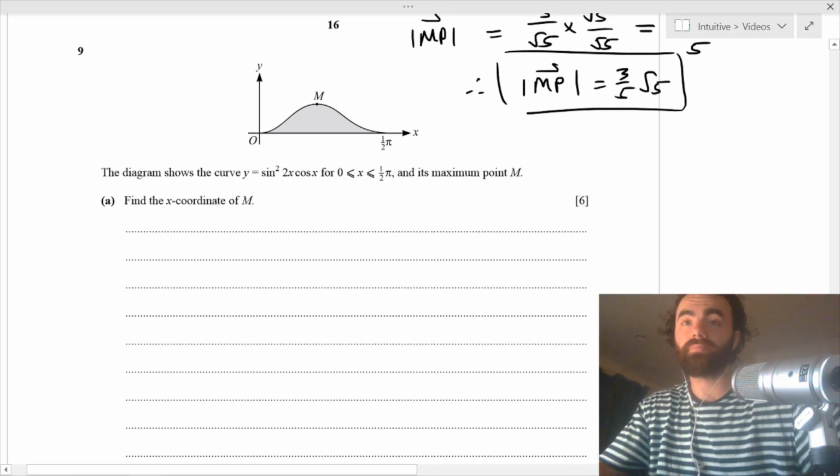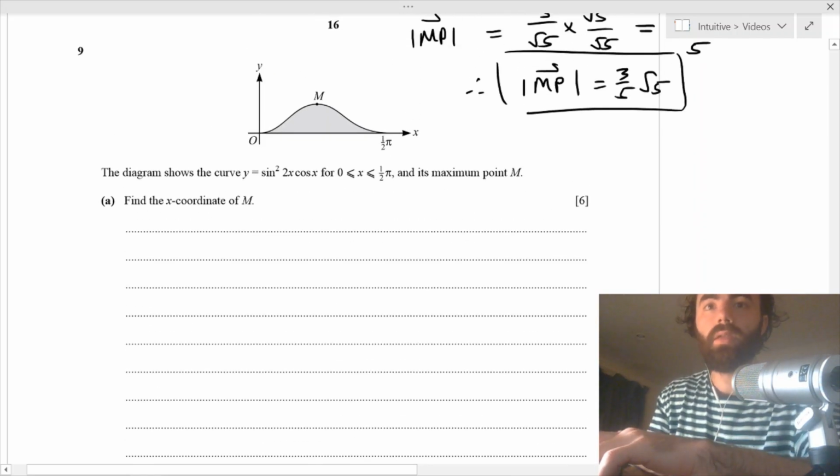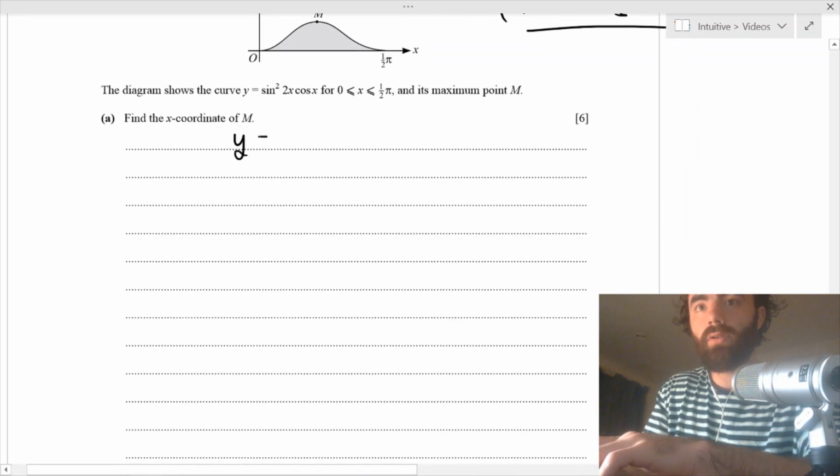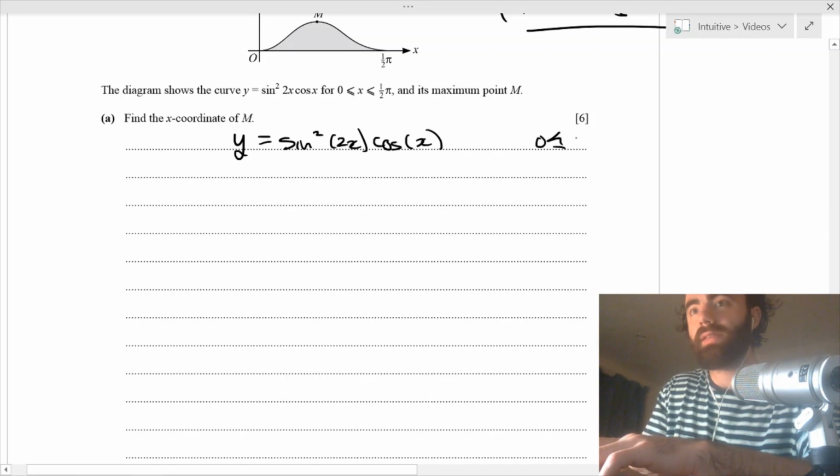Okay. Right. The diagram shows the curve of this for... Okay, so we have a curve which looks something like this. Cosine x. And it's between these limits.